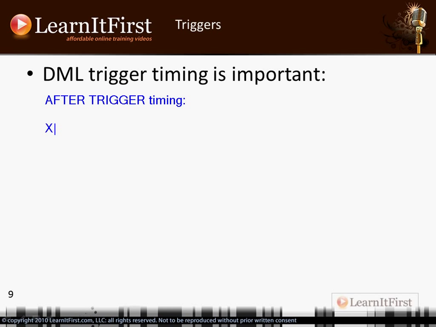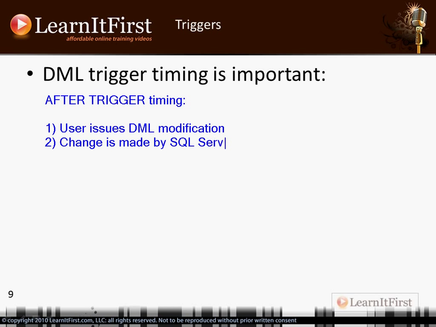So the transaction starts. The user, what would we call that, issues the DML. I'll say we'll use implicit transactions here. So the user issues a DML modification statement: insert, update, or delete. The change is made by SQL Server.